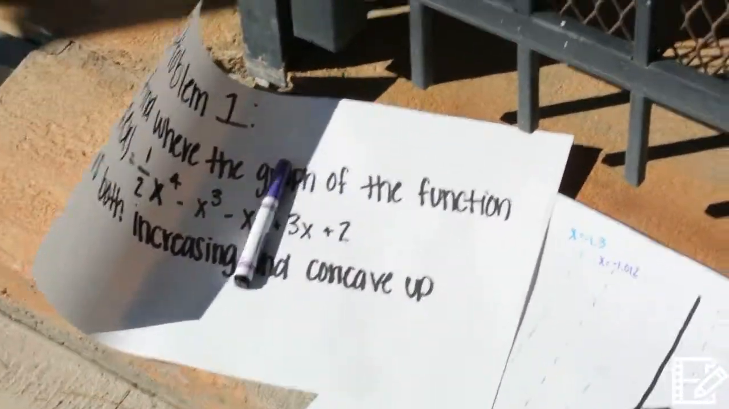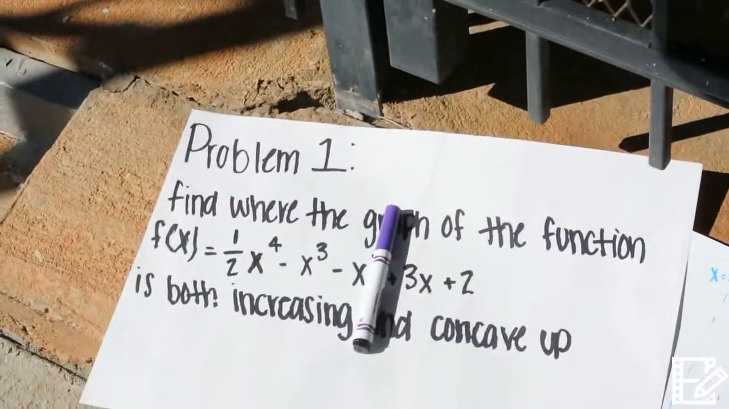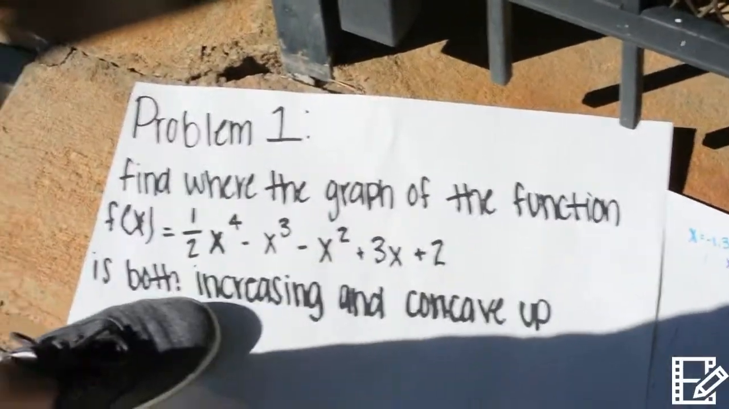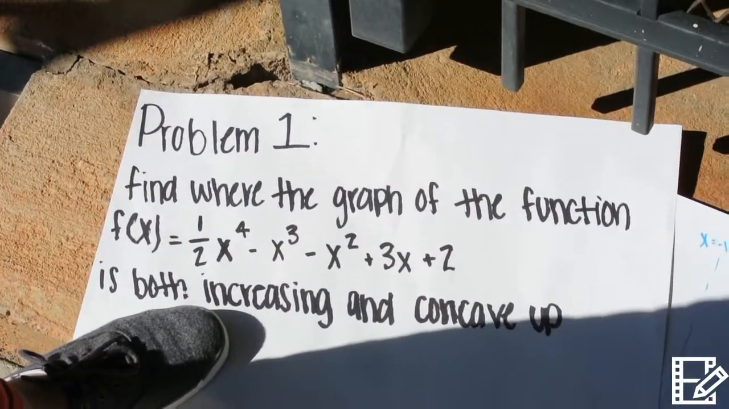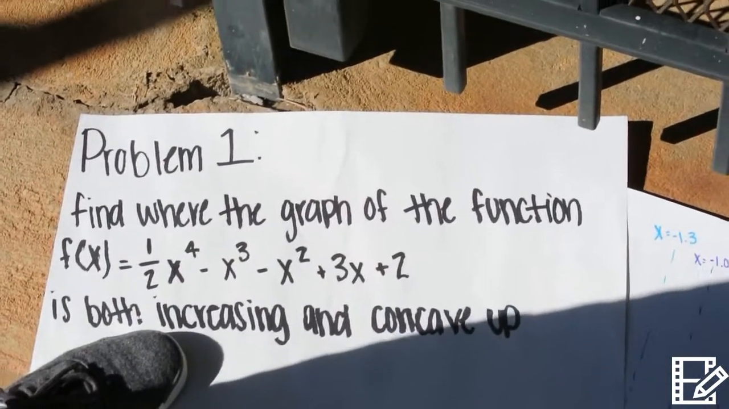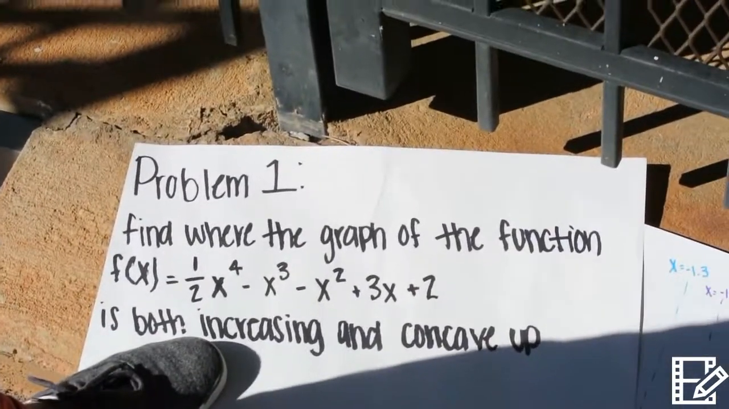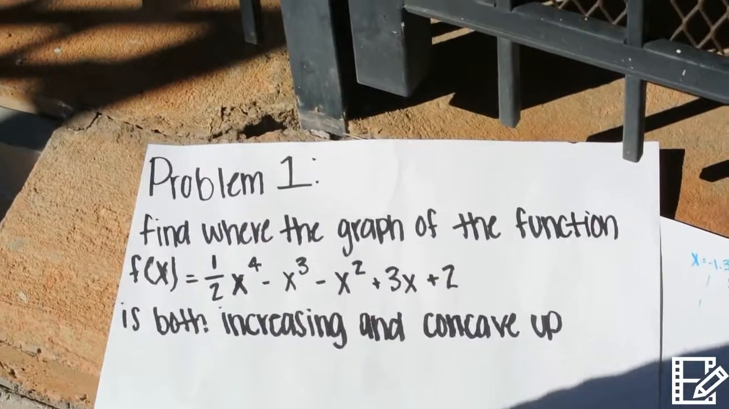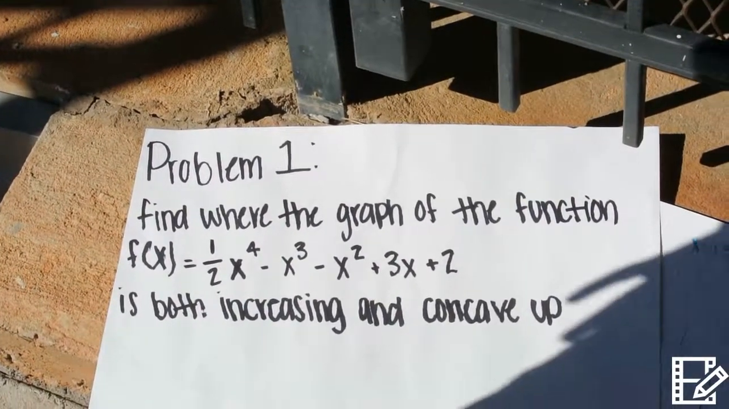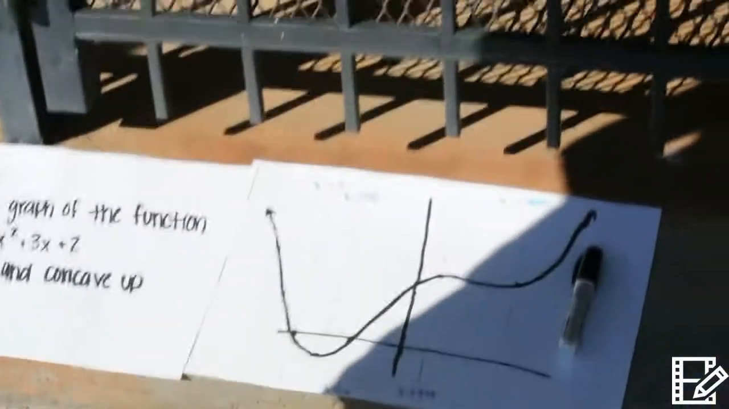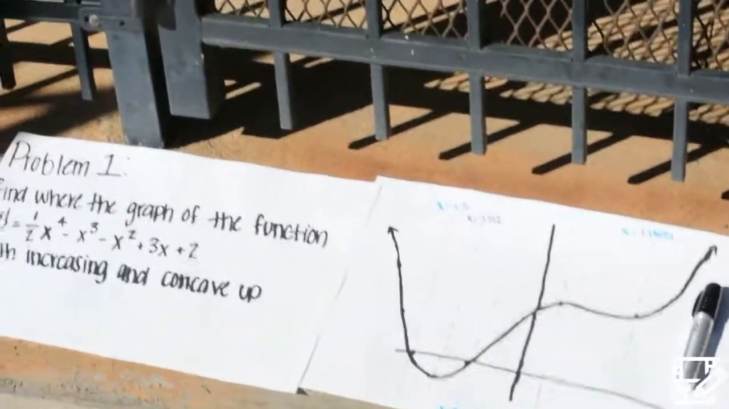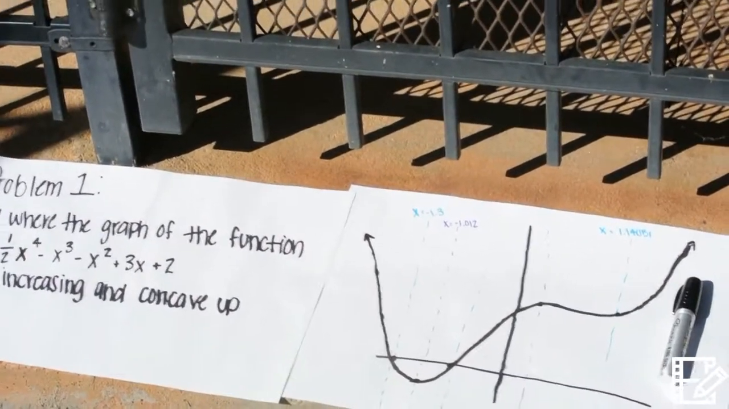Ooh, it looks like a couple problems. Can you read it? It says, find where the graph of the function f of x equals 1/2 x to the 4th minus x cubed minus x squared plus 3x plus 2 is both increasing and concave up. Oh. Here's the graph here. That's convenient.